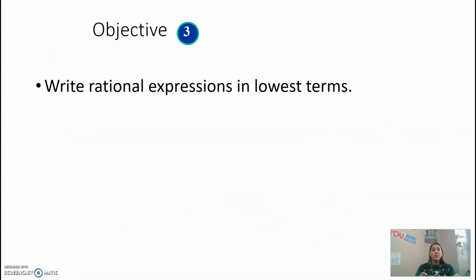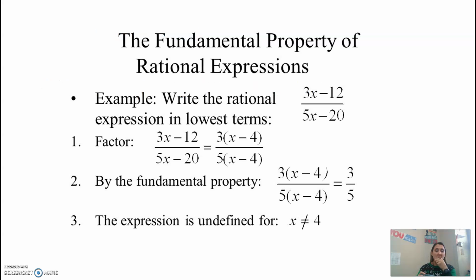All right, we are going to learn how to write the rational expression in its lowest terms, or the simplified version. So we have something called the fundamental property of rational expressions. If we take this example and write it in its factors, it's a GCF, so we wrote it in its factors. Then if we have something that's exactly the same on the top and the bottom, so this turns into a 1, then we could say that this simplifies to 3 over 5, and the expression will be undefined where x is equal to 4.